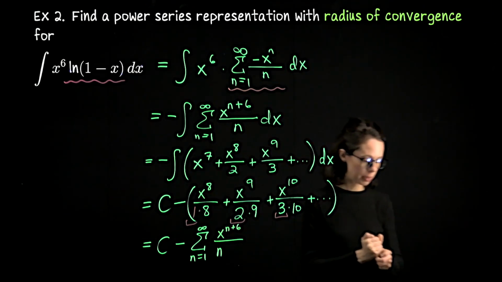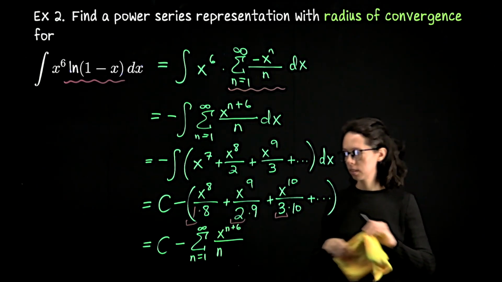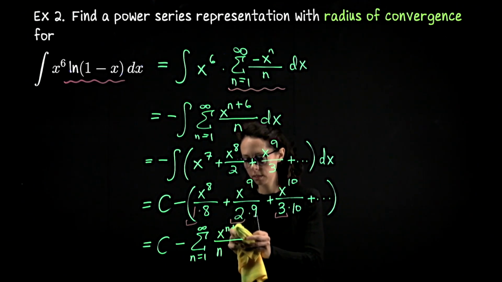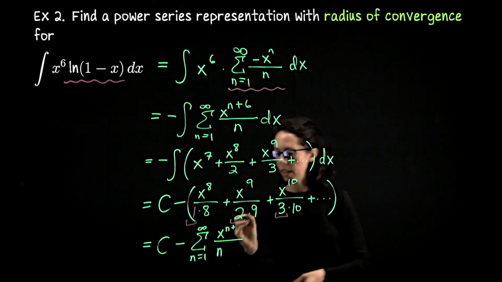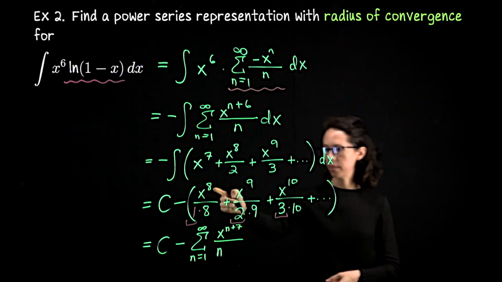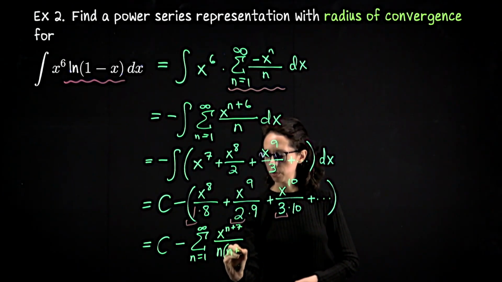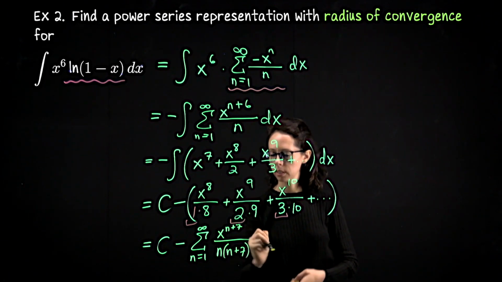Whoops, I wrote n plus 6, but I said 7. x to the n plus 7. And then this number up here matches this other term in the denominator. So n plus 7. Okay.